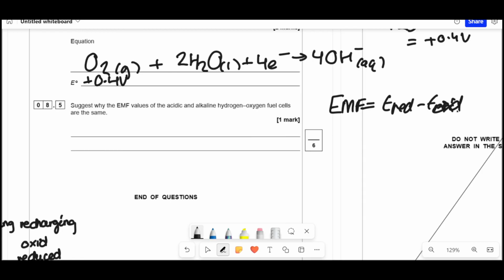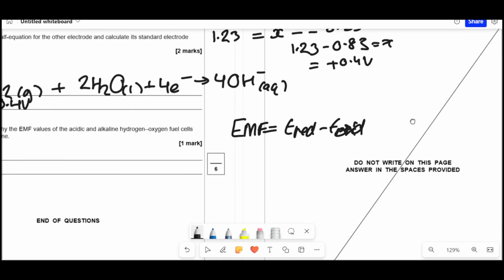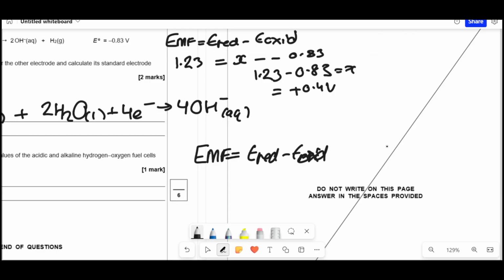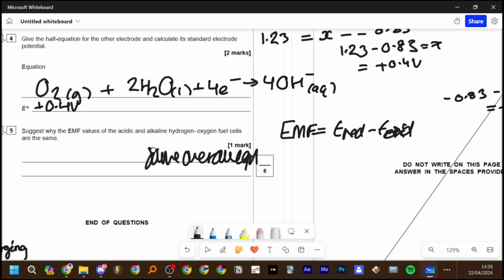So if we ran this in the opposite way, we would just be flipping the signs of these, because remember that acidic and alkaline ones are opposites. If I did it the other way around, and said the reduced is the 0.4 we just worked out, what's oxidized now is minus 0.83. So 0.4 minus 0.83 would be minus 1.23. So it's the exact same, just flipped around. Why? Because it's the same overall equation. Although it's a minus, the size of the EMF is exactly the same.